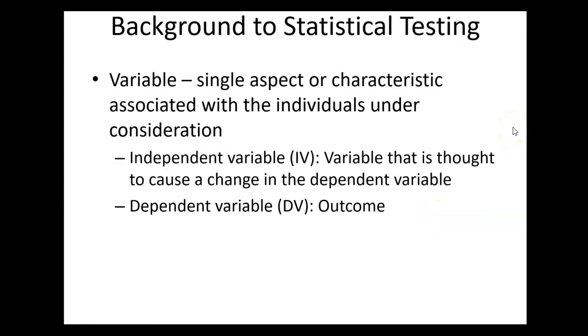Some of these things we've already covered, starting with what a variable is. A variable is just a single aspect or characteristic that's associated with the individuals under consideration. And in the last lecture, we also talked about independent variables and dependent variables. Again, the independent variable is the variable that's thought to cause a change in the dependent variable, and the dependent variable is then the outcome.